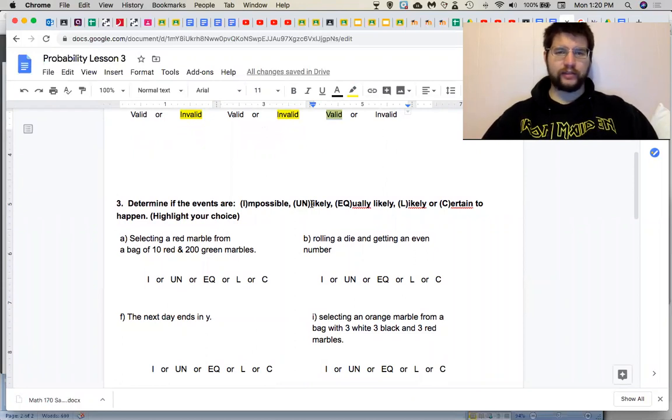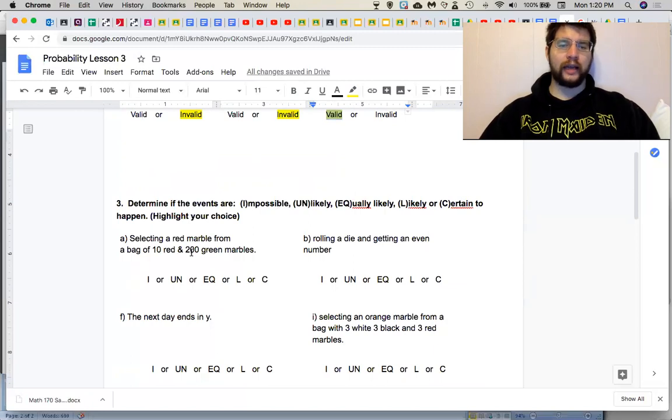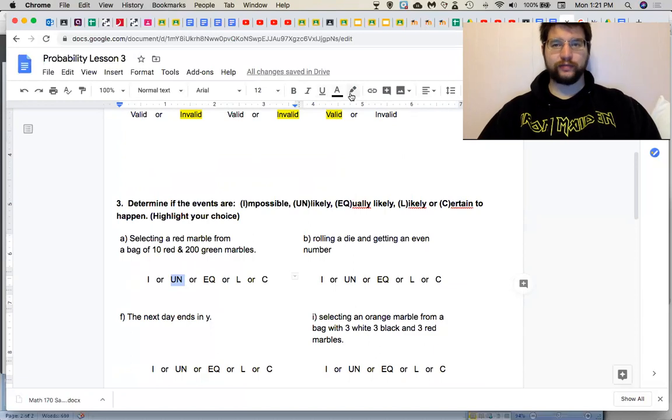Now determine if the events here are impossible, unlikely, equally likely, that means 50-50 shot, likely, or certain to happen. So unlikely would be anything less than 50%, likely would be anything over 50%. Certain is 1, impossible 0, equally likely is 50%. So selecting a red marble from a bag of 10 red and 200 green marbles. That's not impossible, but it's not likely, it's unlikely. That's less than half.